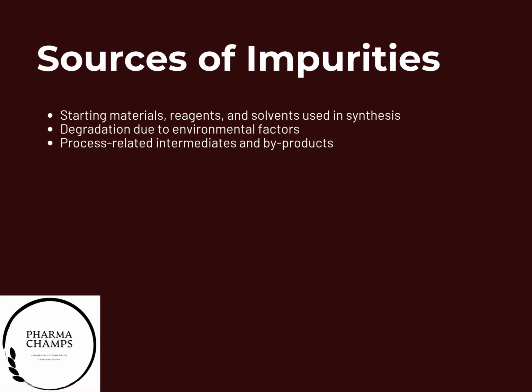The sources of impurities. Impurities may come from various sources: starting materials used in synthesis, reagents and catalysts, degradation products due to light, moisture, or temperature, and process intermediates that carry over into the final API.